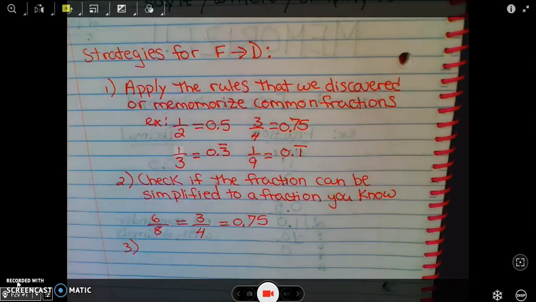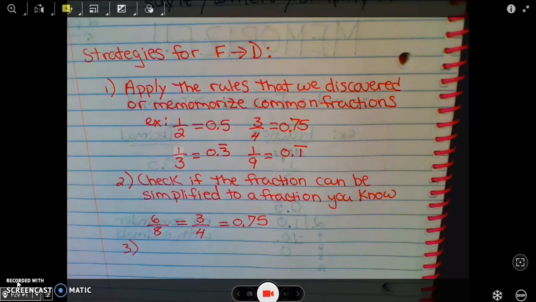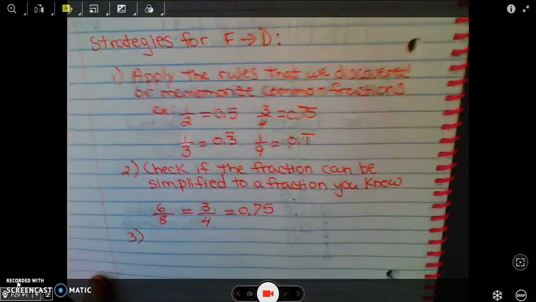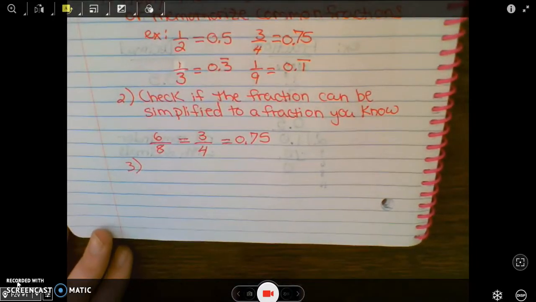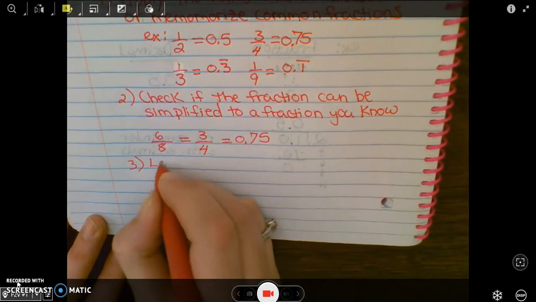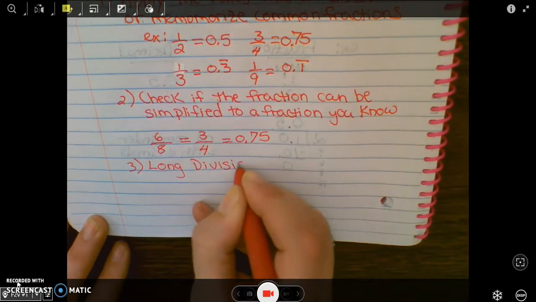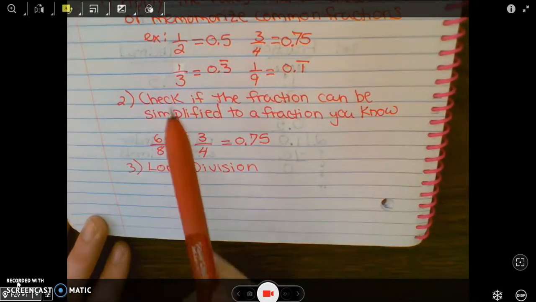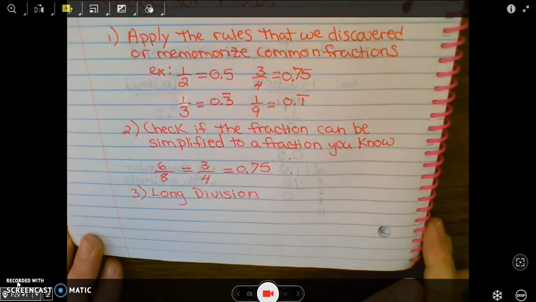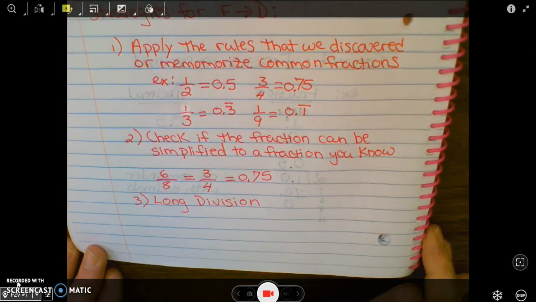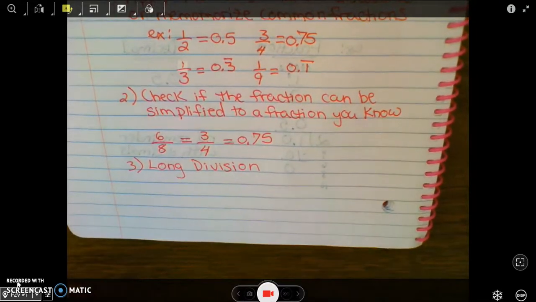Finally, if you don't have any rules that you can use for that denominator, or at least not that you remember, it's not one you've memorized, and it can't be simplified to something else, then you will have to use your long division. But there are other things you can do first. The two strategies I listed above it did not involve long division.